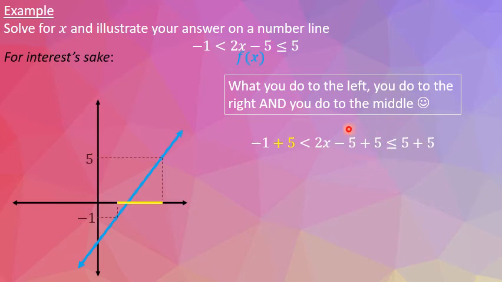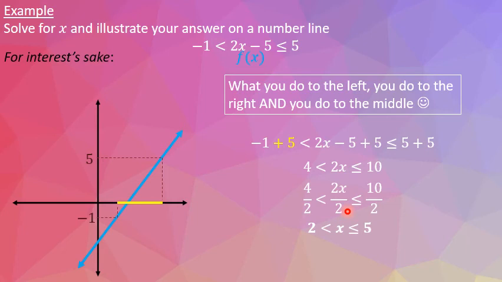So I added 5 to my middle to get rid of the negative 5, and then I simplify what's on my left and my right, ending up with minus 1 plus 5 gives you 4, and 5 plus 5 gives you 10. Now we know that 2x is sandwiched between a 4 and a 10. Look at how I haven't even worried about the inequality symbols just yet. We're treating it like an equation thus far. So now to get rid of the 2, I divide every single term by 2, and I end up with x is sandwiched between 2 and 5.